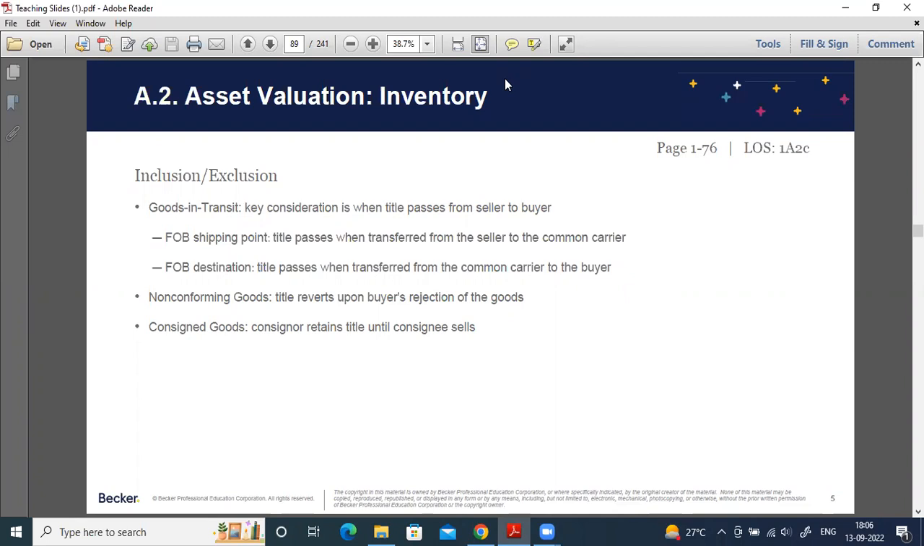So up to the sale by the consignee, the title lies with the consignor only. Is that clear, guys? In the case of a consignee, you need to clearly understand that unless the consignee sells the goods, the title will be retained by the consignor only. And mainly, for non-conforming goods, the title reverts upon the buyer's rejection of the goods. When the buyer rejects, that is nothing but sales returns, so the title will be reverted.